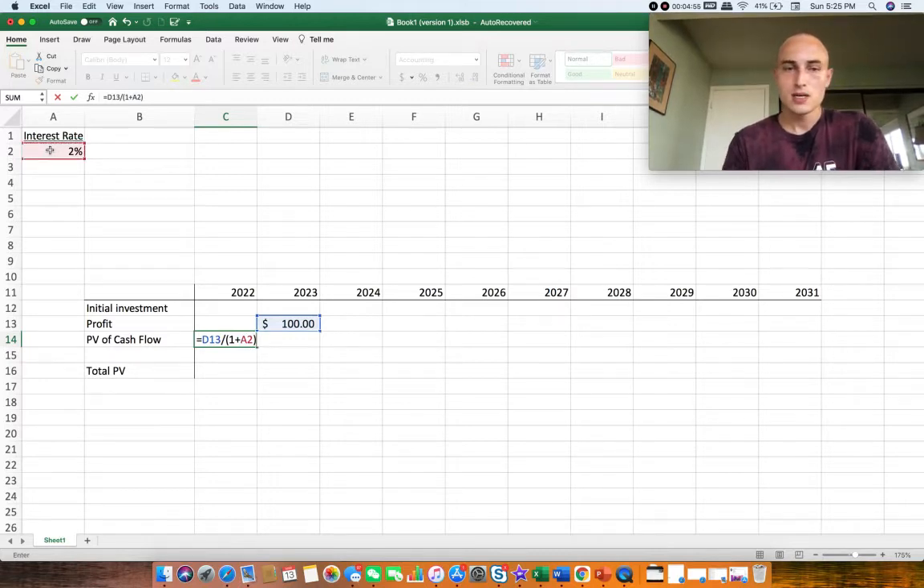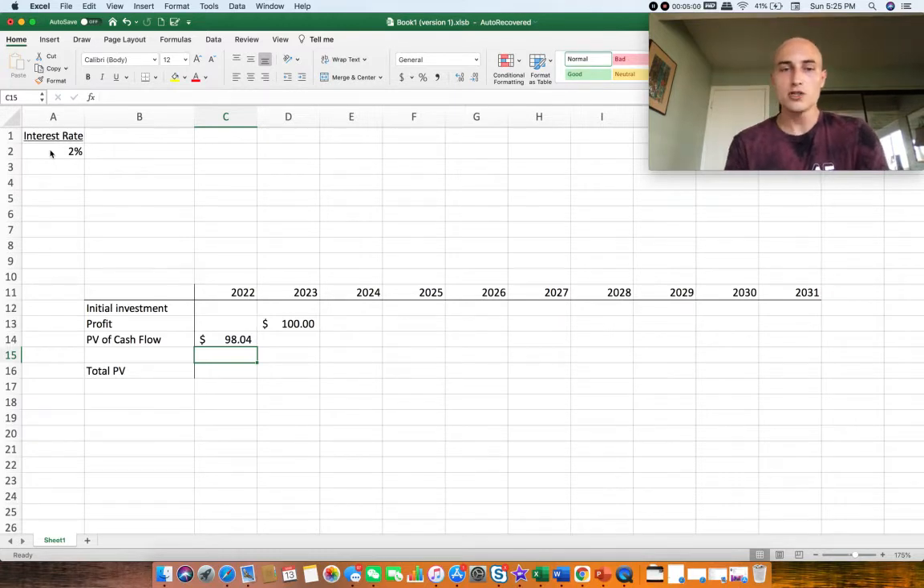And hit enter. So now we see that $100 received in 2023 is actually $98.04 in terms of 2022 dollars, right? So it's worth less today than it is tomorrow, right?